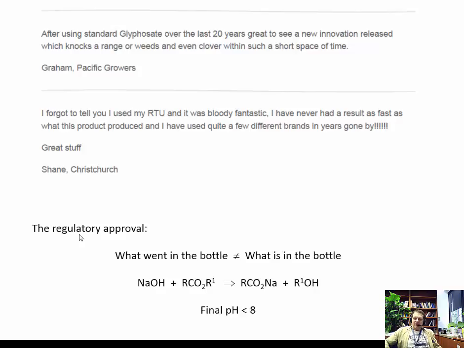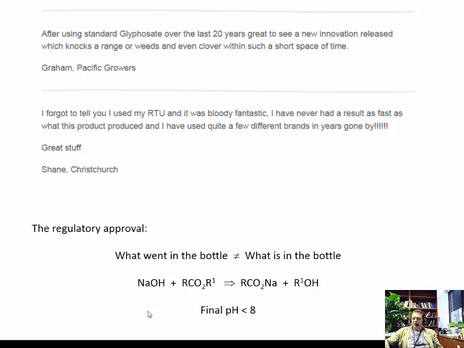Without going into detail of the formulation, there were two components to this weed killer. One was a very advanced active, which I won't bore you with. The second was a very old-fashioned soap, and it was made by adding 10 molar sodium hydroxide to an ester and forming a mixture like this, very effective against most types of green plants, or leaves at any rate. So the final pH of what was in the bottle was slightly less than 8.